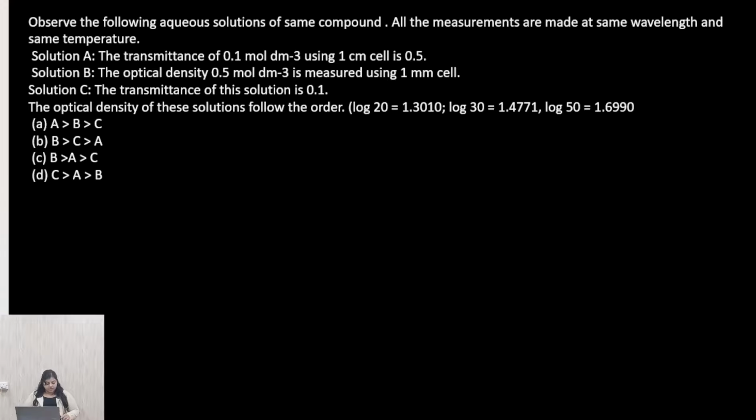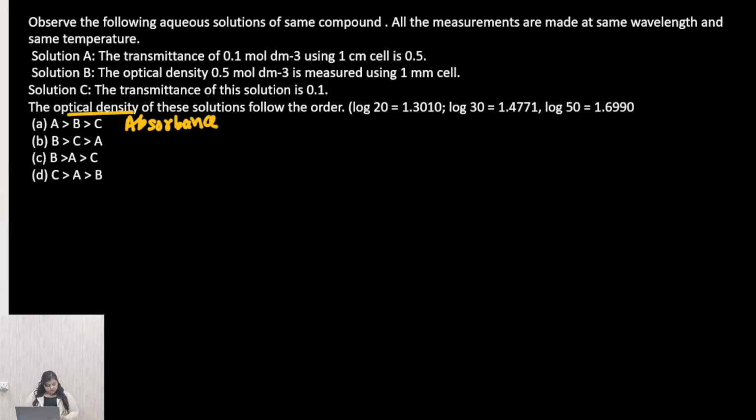Next one we are having is this question. It says, observe the following aqueous solutions of the same compound. All the measurements are made at the same wavelength and at the same temperature conditions. So three solutions A, B and C are given. Some data about them is written. The optical density of these solutions follow the order. So we have to find the optical density, which means the absorbance value is being asked, right?